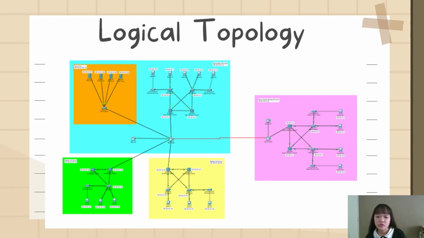Next is the logical topology. The logical topology in a computer network refers to the conceptual configuration of network elements, links, and protocols that define how data is routed across the network. It will have the labeled IP addresses inside the logical topology.